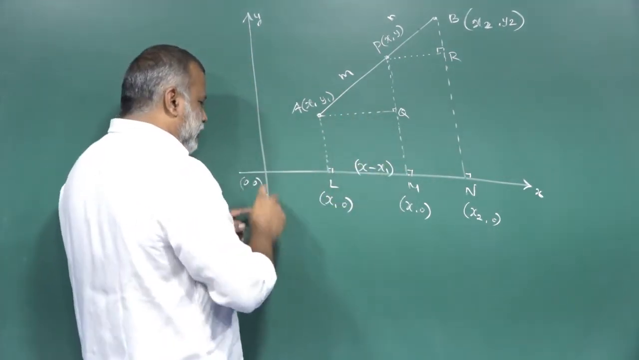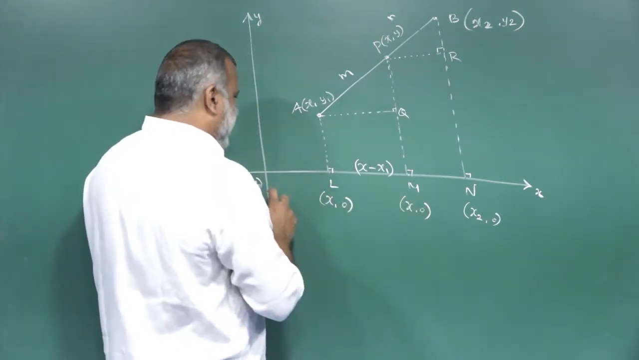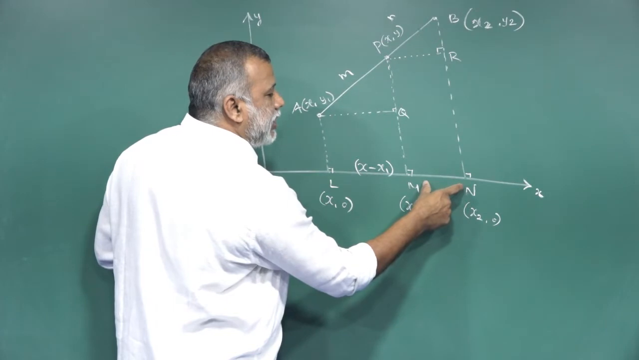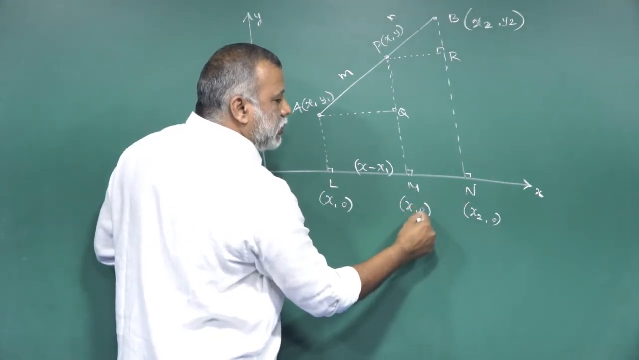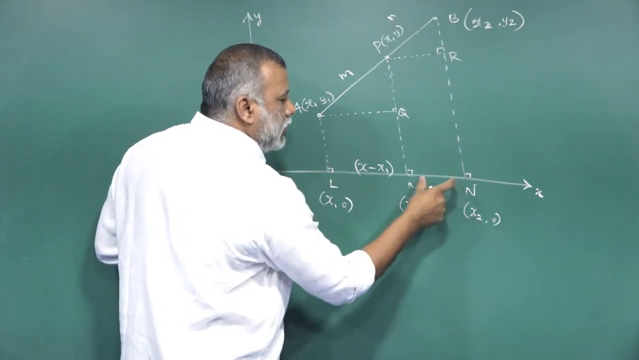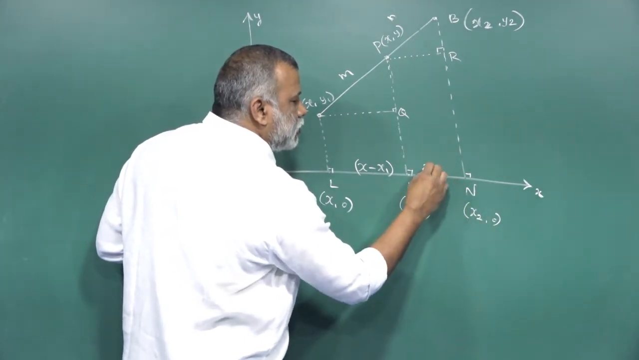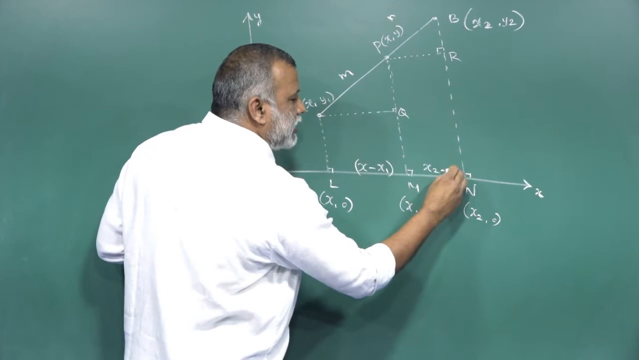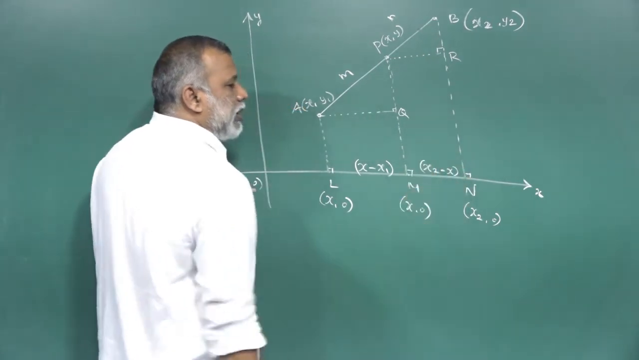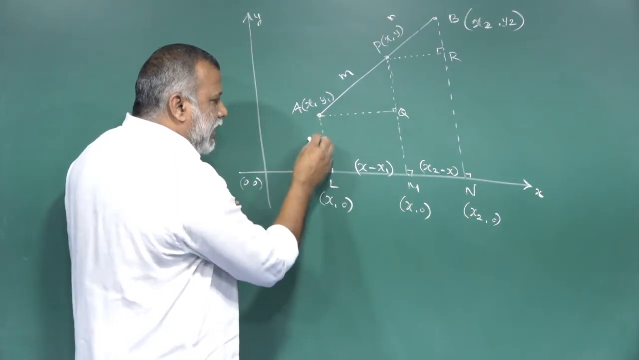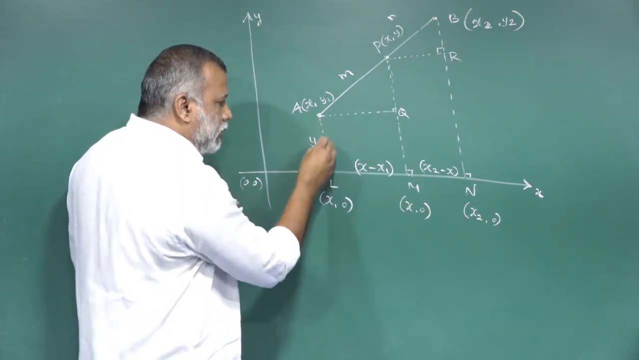So once again from here, what is the distance between MN? I need MN. So this is x comma 0. This is x2 comma 0. Therefore this MN must be, which is the highest, x2 minus x. x2 minus x. Similarly, what is the value of AL here? AL must be y1.